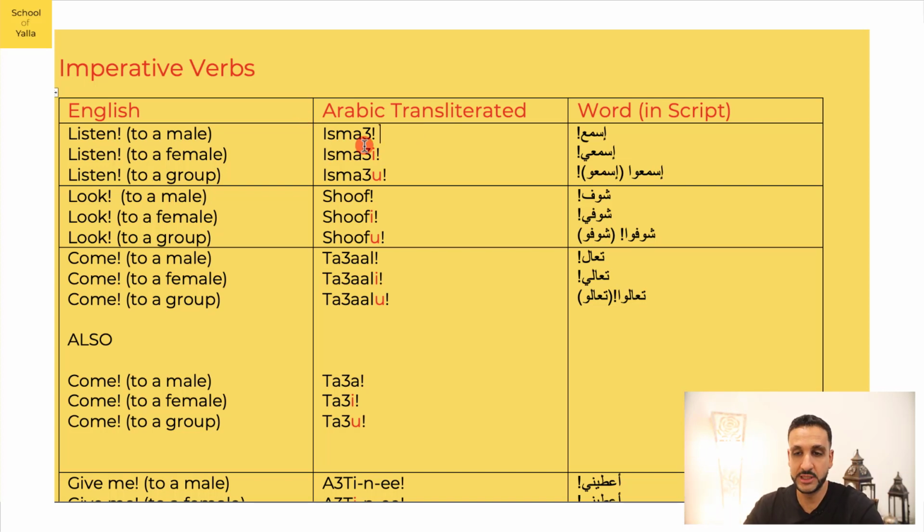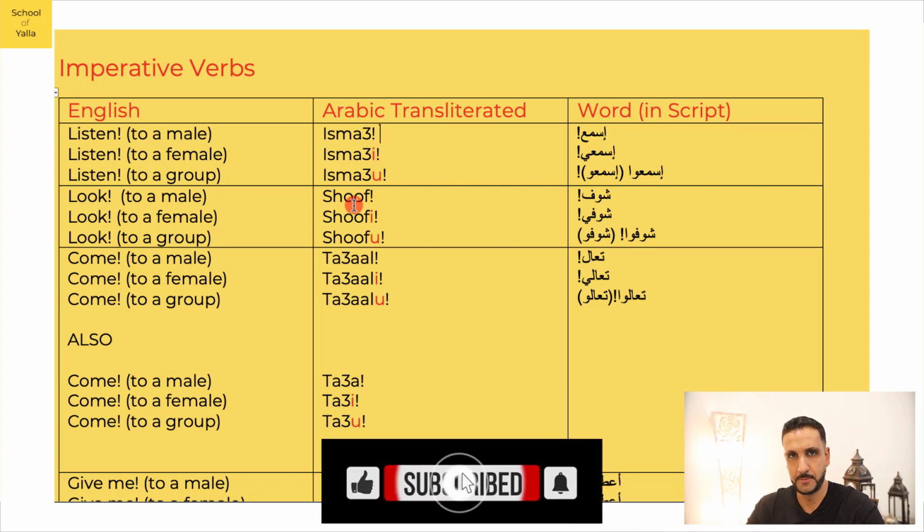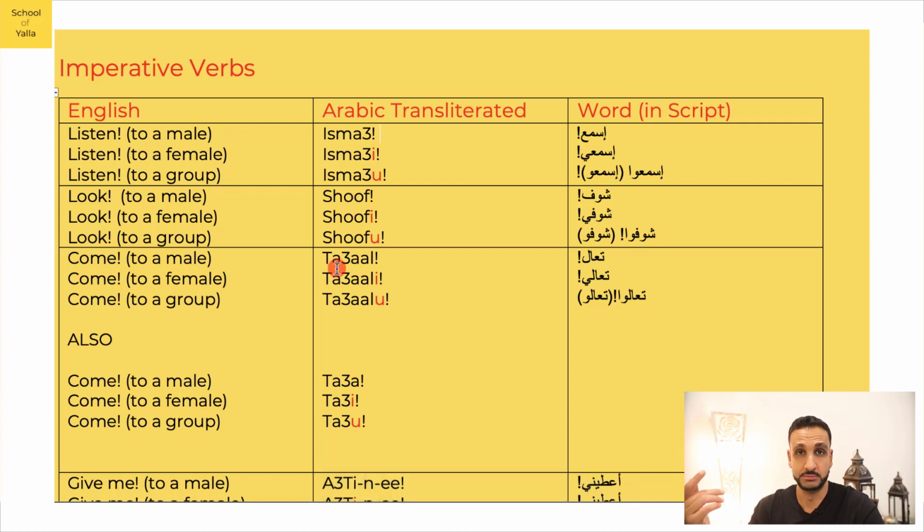So isma' to a male, isma'i to a female, isma'u to a group. Similarly, look: shuf to a male, shufi to a female, shufu to a group. You're going to notice the same pattern: i when you're talking to a female, u when you're talking to a group. Isma', listen. Isma'i, listen. Isma'u. Ya jama'a, guys, isma'u. Shabab, guys, isma'u. Shuf, look, shuf. Shufi, shufu. Okay? Ta'al, come.